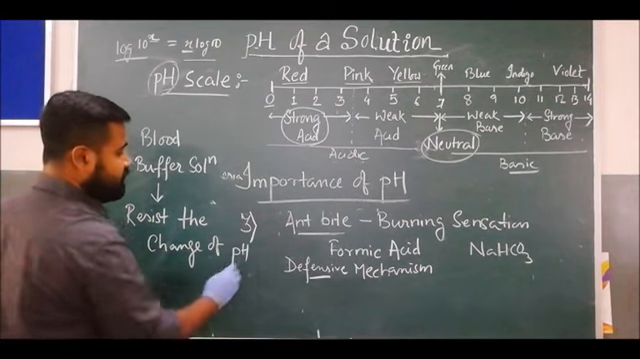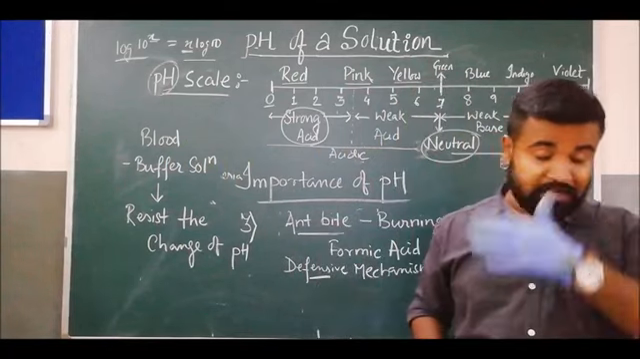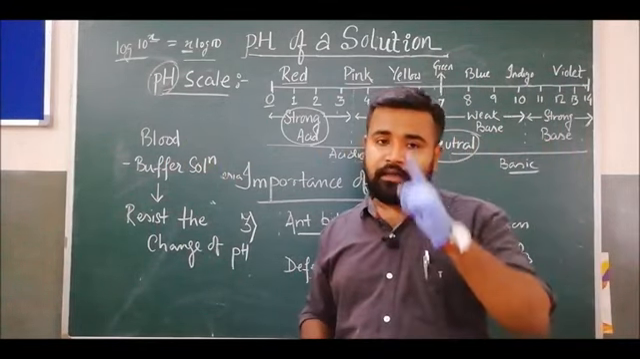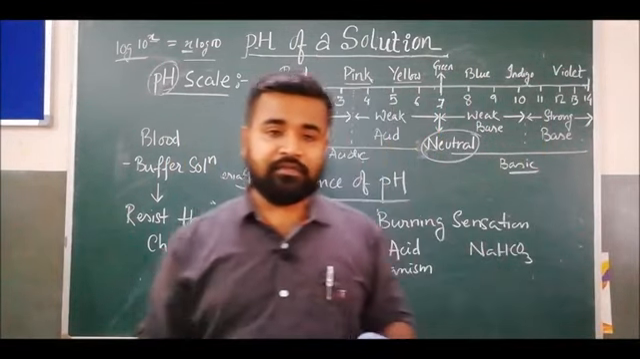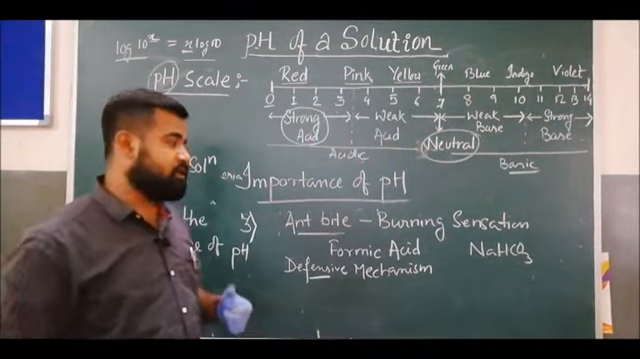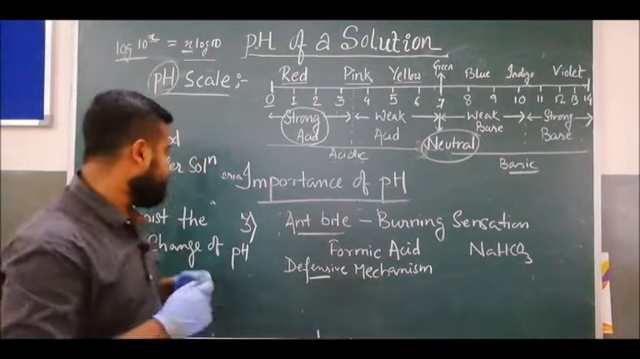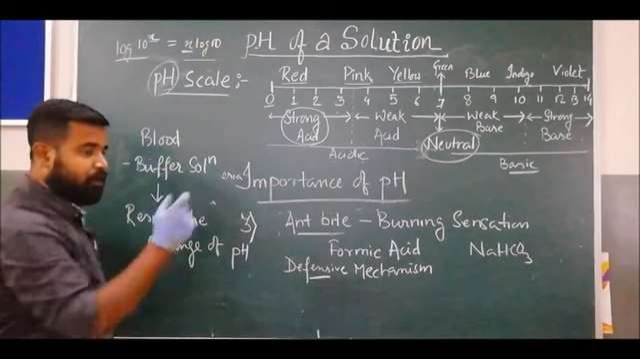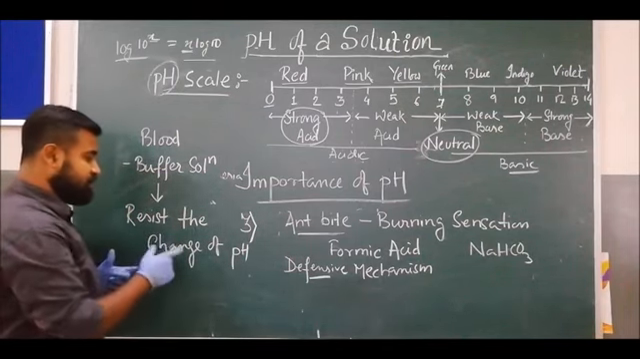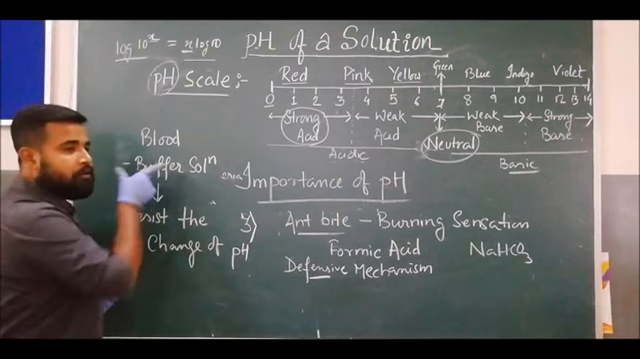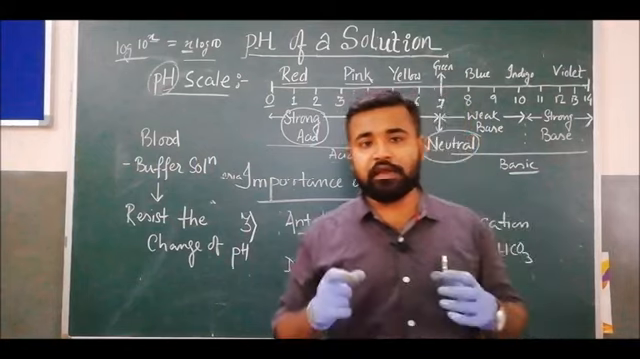And that's why blood cannot be artificially prepared. Why? Because artificial blood cannot resist the change of pH, and if the change of pH takes place, it leads to death. We cannot make artificial blood because blood has a unique property that it resists the change of pH, and a substance which resists the change of pH is known as a buffer solution. This is the importance of pH in our everyday life.